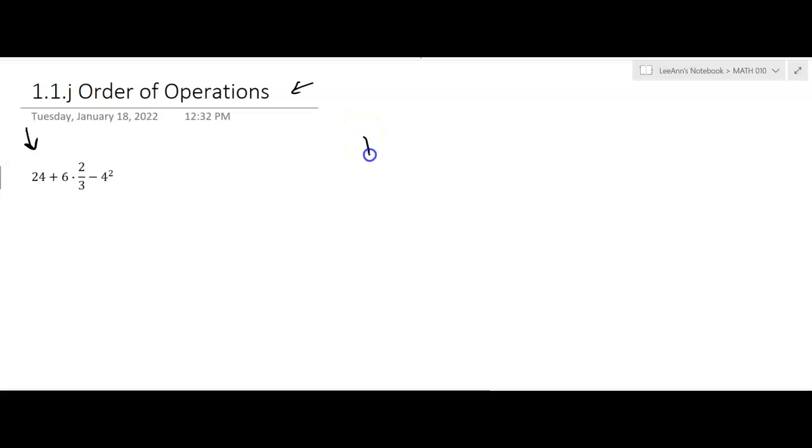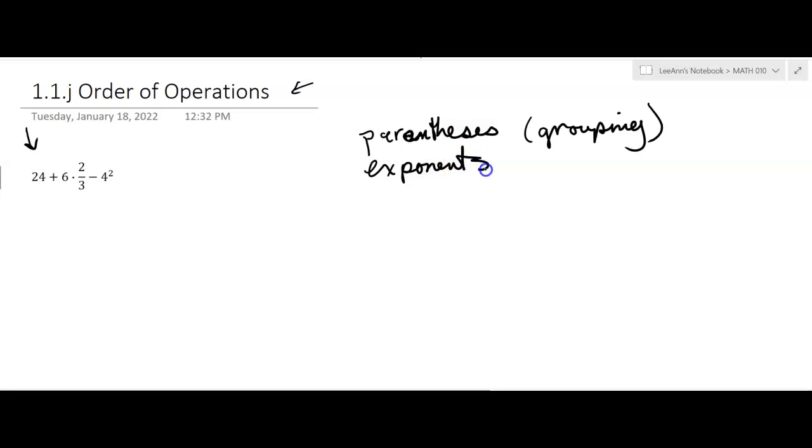But it says, do parentheses first. Parentheses. This is why I abbreviate everything. Now, our expression doesn't have any parentheses, or sometimes they'll refer to them as grouping symbols. Okay, but we don't have anything like that, so we can skip that one. Then exponents are next. Okay, we do have an exponent. So right here, I have 4 squared. Well, that means 4 times 4, in our case, and that's 16.